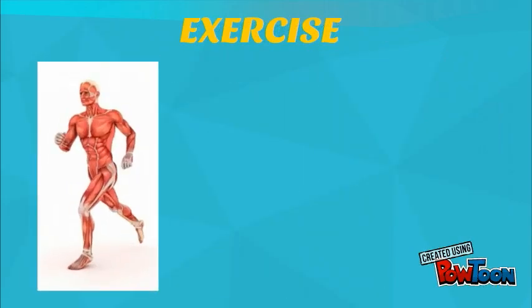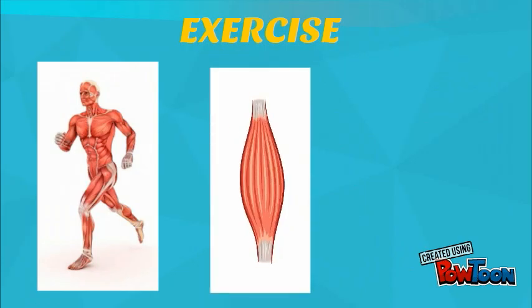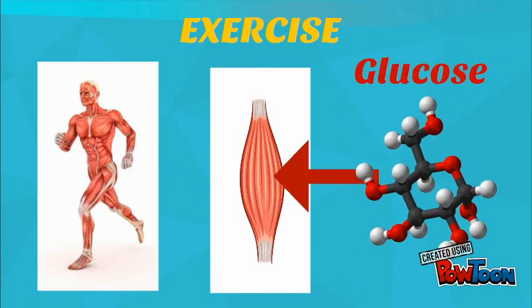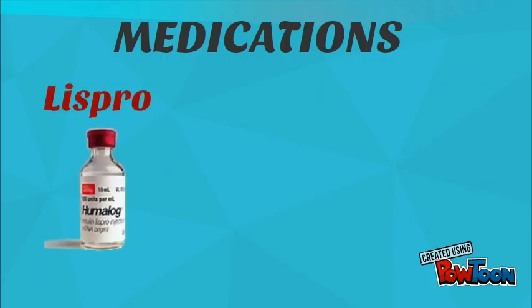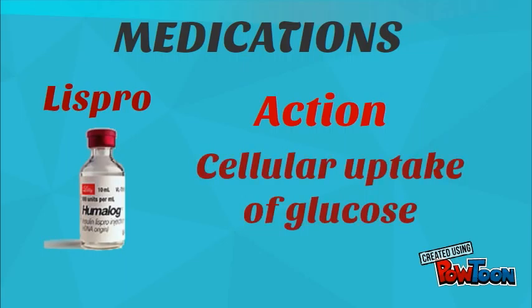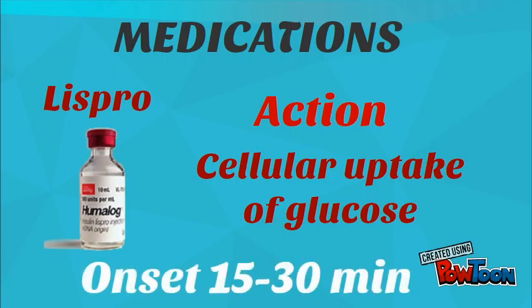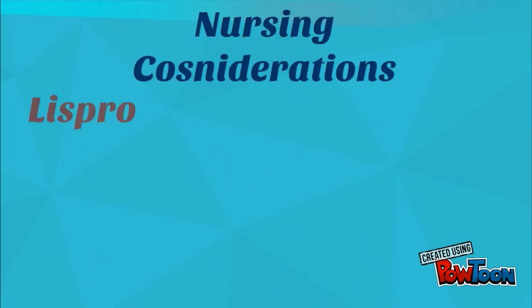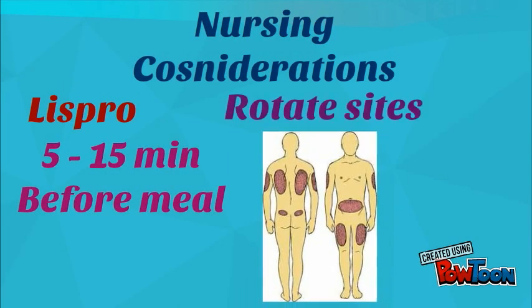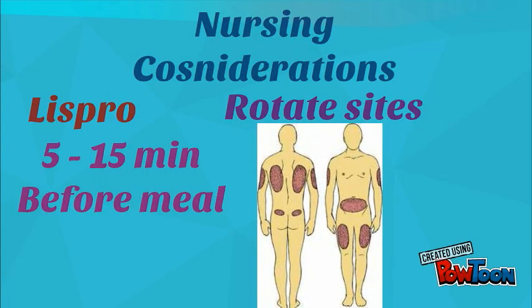Exercise: when the patient exercises, the muscles use glucose even if insulin is not available. Medications: Lispro, Humalog. Action: promotes cellular uptake of glucose and decreases glucose levels. Clear, rapid-acting insulin. Onset is 15 to 30 minutes. Nursing considerations: give 5 to 15 minutes before a meal. Systematically rotate injection sites and allow 1 inch in between.